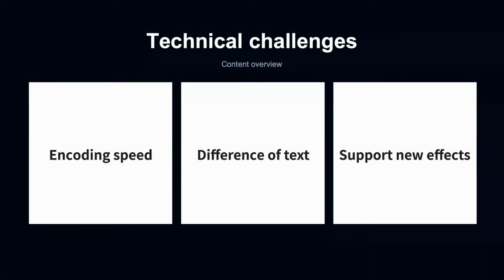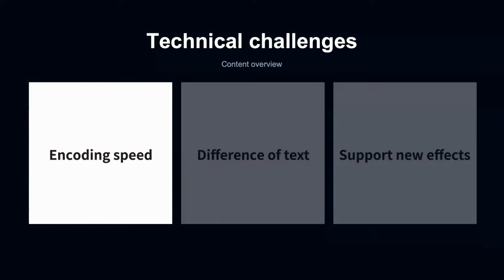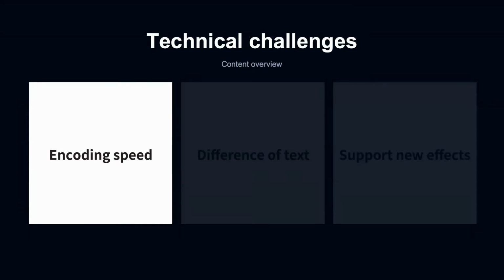While implementing the video editor, we encounter many technical challenges such as encoding speed, difference of text between client and server rendering, and support for new effects. In the following section, I will share these technical challenges in detail, and the solutions for them. Let's take a look at the encoding speed, a technical challenge that we encountered at the early phase of video editor development process.